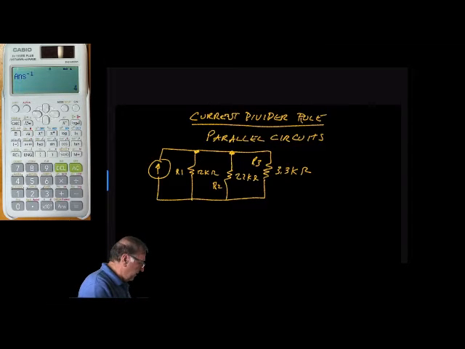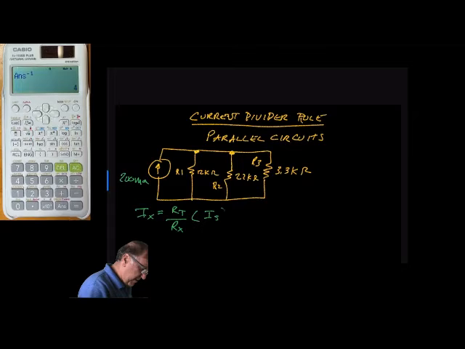Now we're going to talk about the current divider rule. So we have this circuit, a 200 milliamp current source, and we have 3 resistors in parallel. So just like in the voltage divider, we want to compute the current of interest equals RT over Rx times IS.